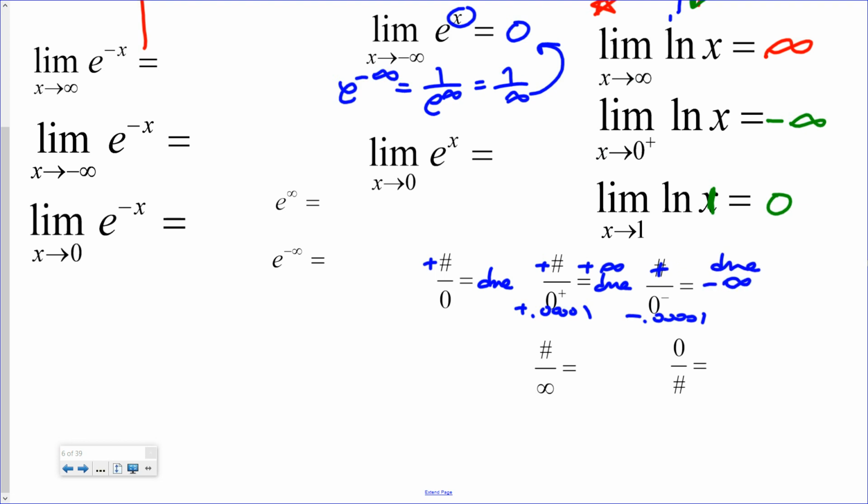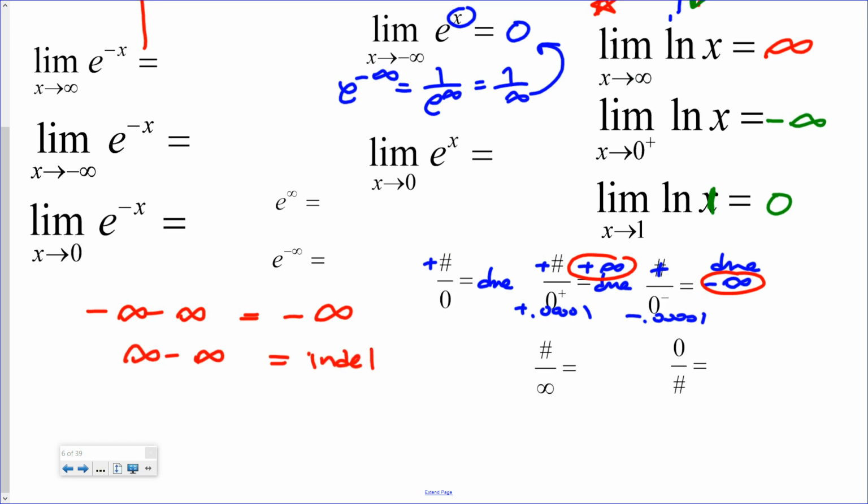Now, why do I want you to know that it's negative infinity and positive infinity? Because sometimes when you're doing limits, you're going to get negative infinity minus infinity, okay? And that actually has an answer. It's determinate. It's negative infinity, okay? If you get infinity minus infinity, though, then that actually is indeterminate, meaning you've got to do something else. The method that you use actually didn't give you an answer.